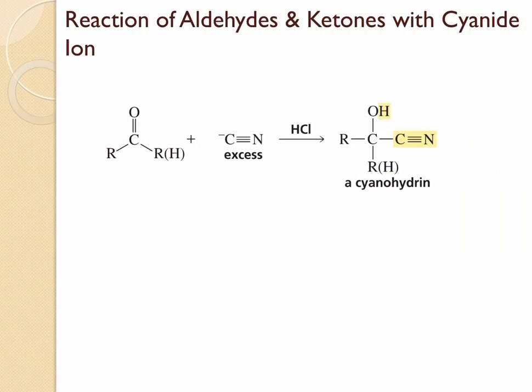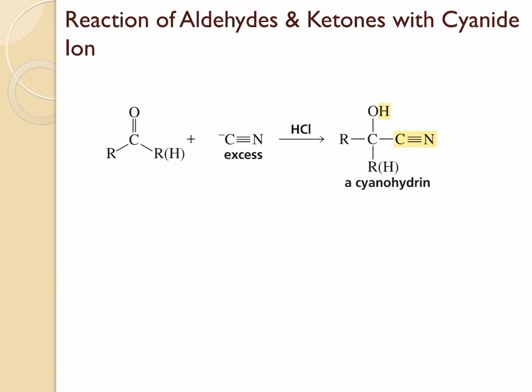Apart from Grignard reagent and acetylide ion, we can also use cyanide ion as a carbon nucleophile to add to the carbon-oxygen double bond of aldehydes and ketones. The nucleophilic addition product that will be obtained is generally called a cyanohydrin, where the cyanide group and the hydroxy group are present on the same carbon. This reaction is conducted under acidic conditions, and you will see why we are using acid when we look into the mechanism.